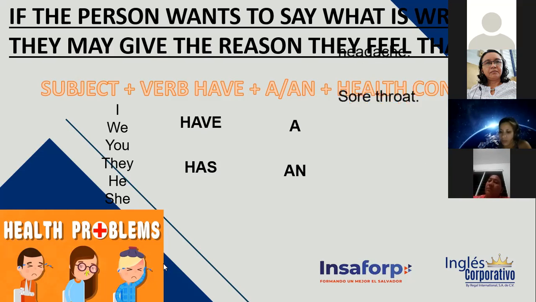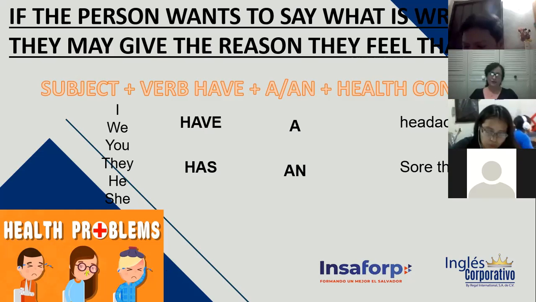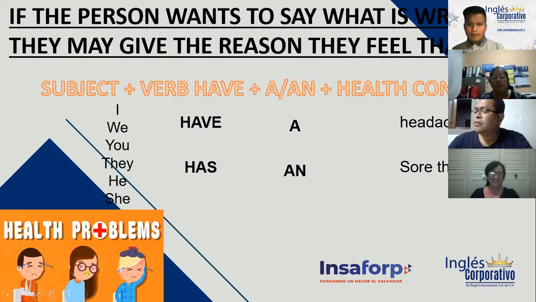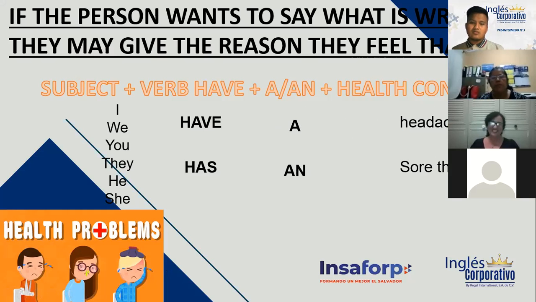So let me ask someone. Let me see if you know this information. Katia Monterrosa, do you know when you have to use the letter A and when you have to use AN? The letter A is used before vowel. Very vowel. And AN is used before consonant.